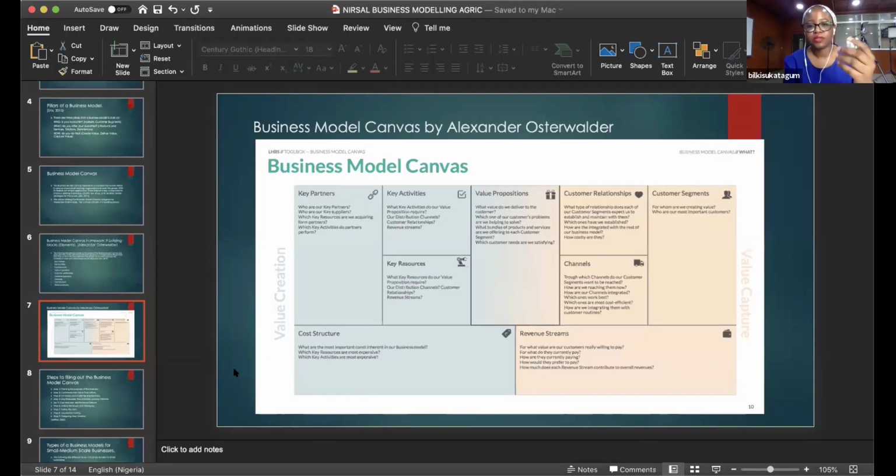Now, the next thing is key resources. What resources does your value proposition require? Resources being, for example, how much capital do you require? As I said, they key into each other. The key partners, key activities, and key resources are interlinked with each other. They're not separate entities.